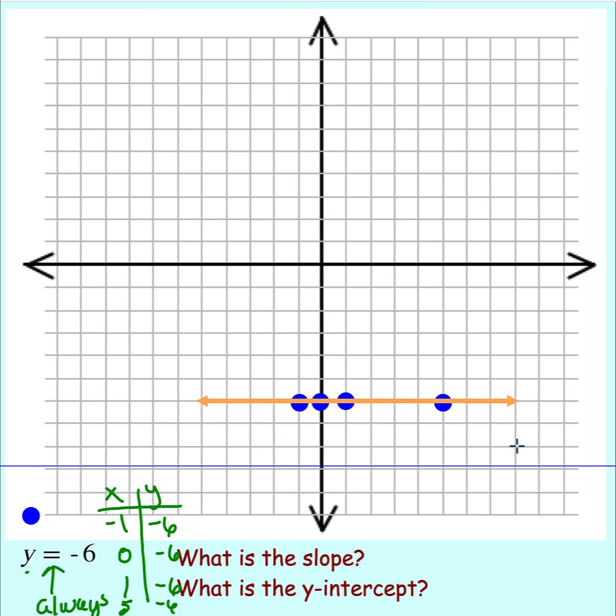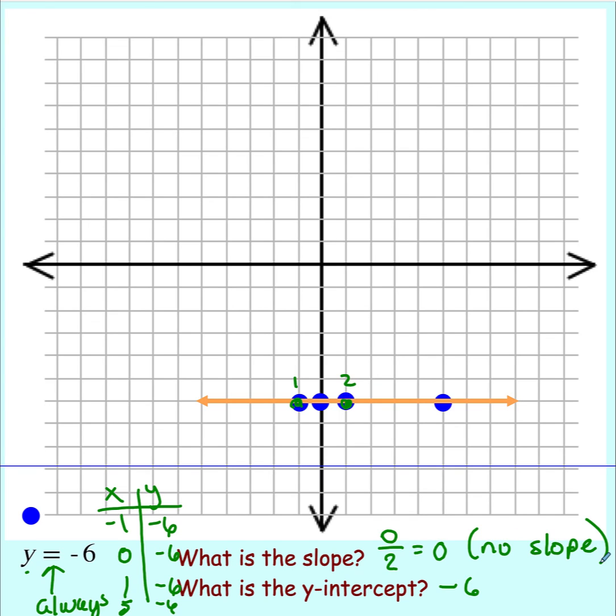Okay, so where's my y-intercept? Well, my y-intercept is right here at negative 6. Okay, well, what's the slope of this line? Well, if I pick two points and do the rise over the run, to get from this point I didn't have to go up at all. But I did have to go over, which is my run. And remember, when 0 is on the top, it's just a 0. So that means that the slope is 0.